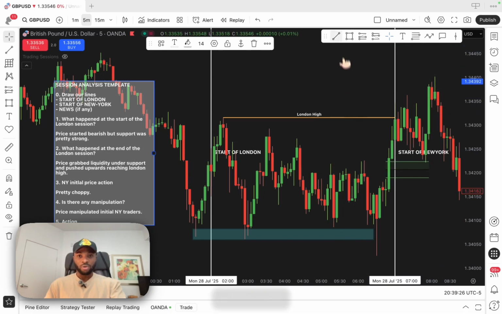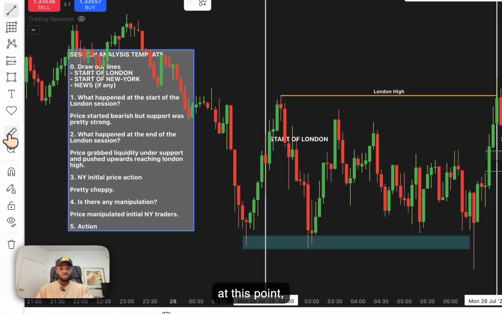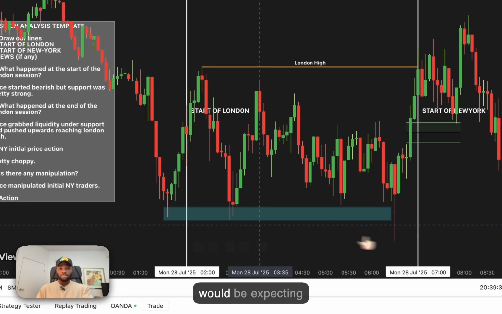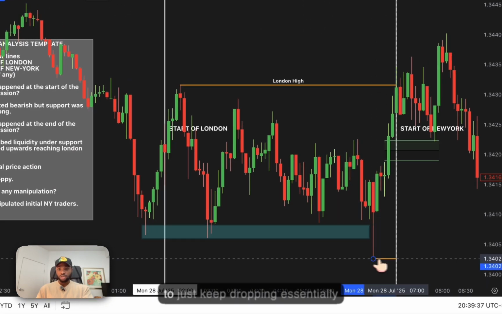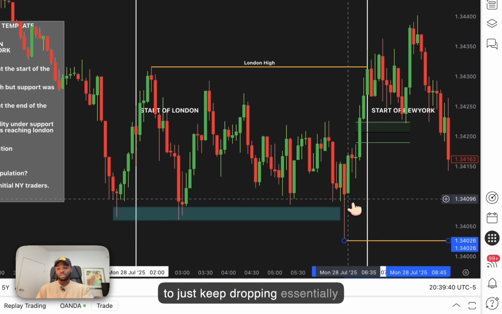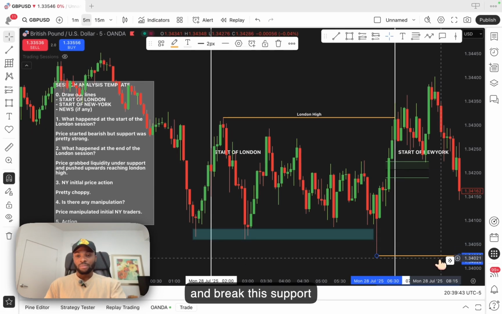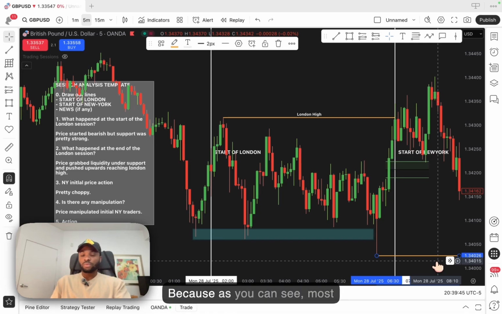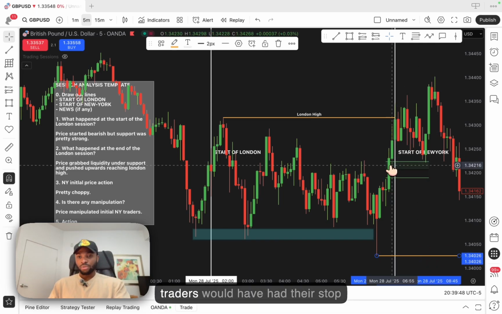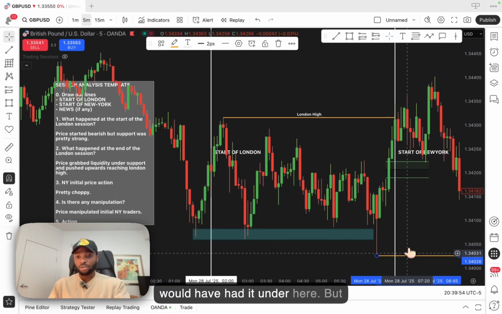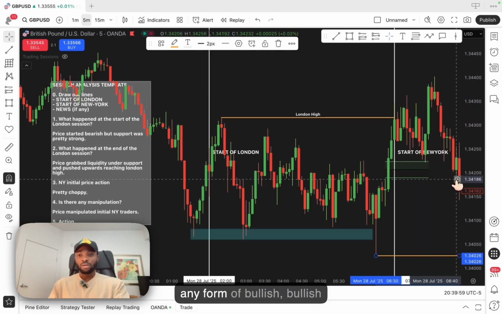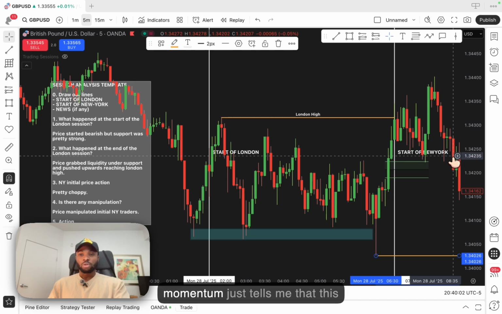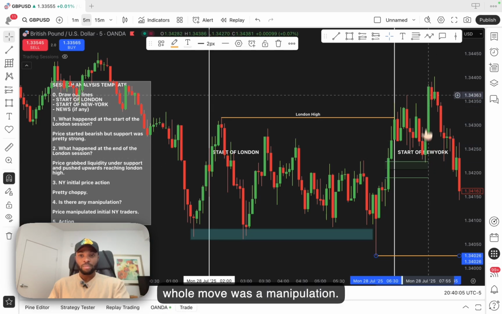Price just dropped. Now at this point, I will be expecting price to just keep dropping essentially and break this support here, because as you can see, most traders would have had their stop loss or amount under this imbalance. Me personally, I would have had it under here, but just seeing how price pushed upwards and just dropped without any form of bullish momentum just tells me that this whole move was a manipulation.